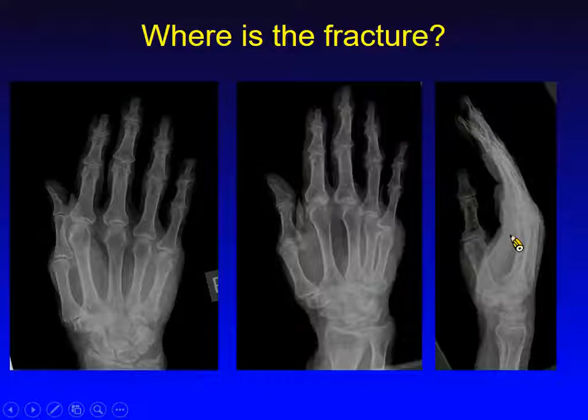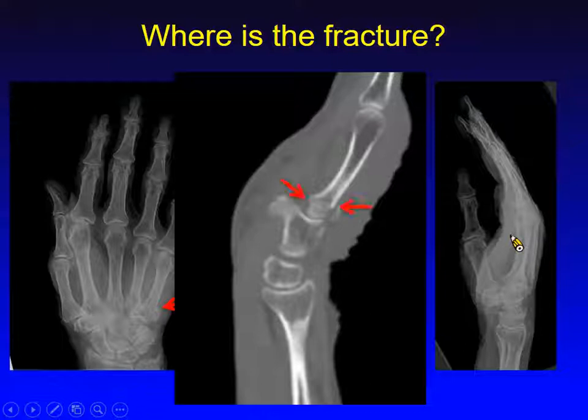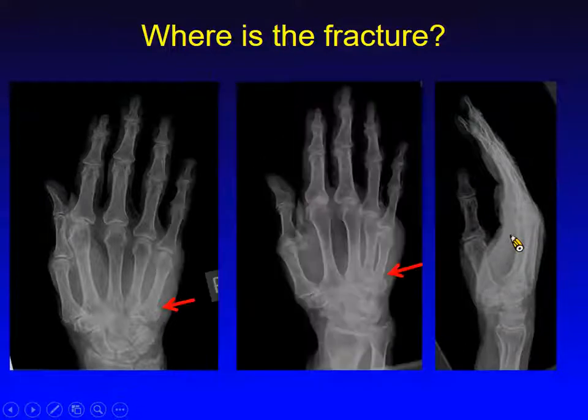Anybody see it? It's actually right there. And on the CT, you can actually see the fracture here. But the reason why this is so hard is because there's arthritis going on, there's spurs, and this is right next to the joint space. There's so many overlapping lines here. And so if you're not looking for a fracture there, it's hard to see.